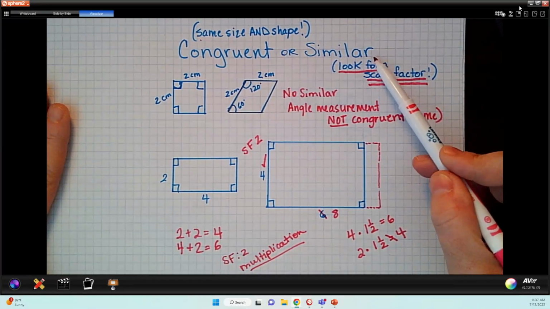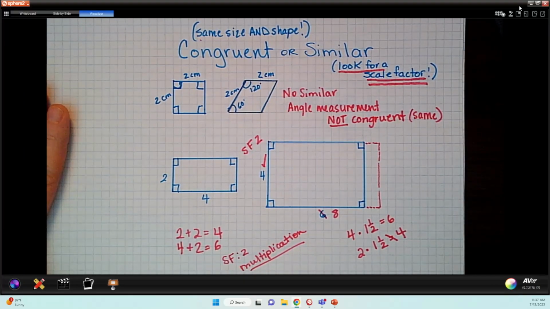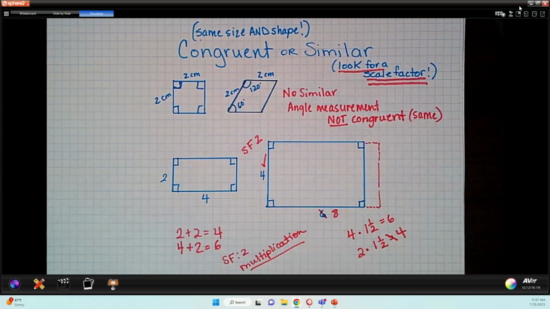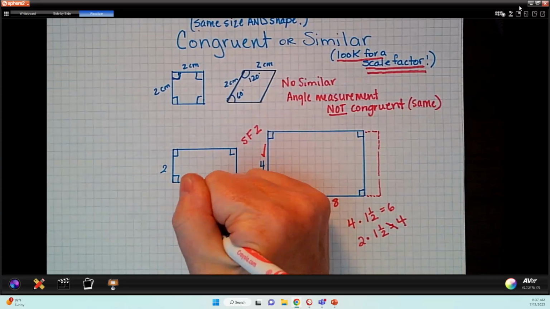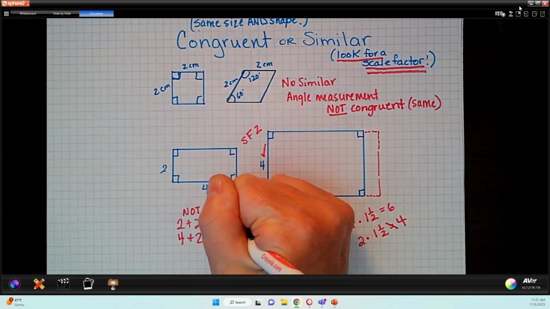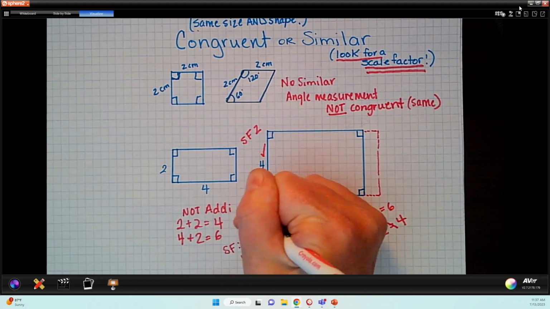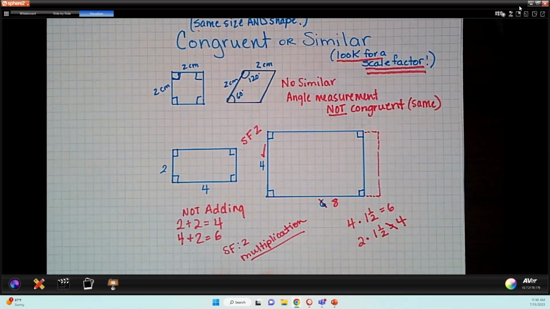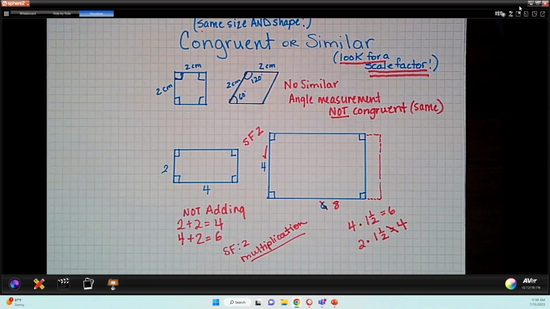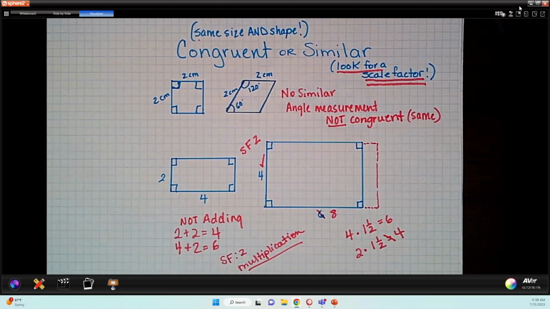A similar shape is going to be using a scale factor, and that's what we're encouraging the students to look for. And we have to be really careful because we don't want to add. We're not adding when we're doing scale factor, we're multiplying. The scale factor will always be a multiplier. So that is the difference between congruent and similar, and how a student could prove they're similar or not.